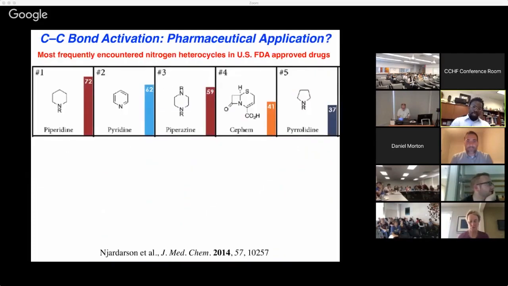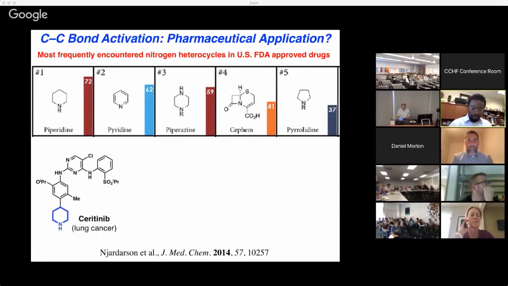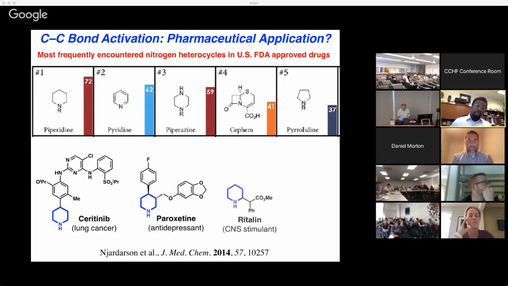And of course, if one takes a look at the existing table of the most prevalent heterocycles in pharmaceuticals, the piperidine emerges, and this is borrowed from a table from Jon Njardarson's laboratory. And this is for good reason, because if one looks at a number of the pharmaceutically relevant molecules out in the market, you quickly come to appreciate that the ability to have a piperidine ring, which is then substituted with various substituents, can lead to a range of activity.